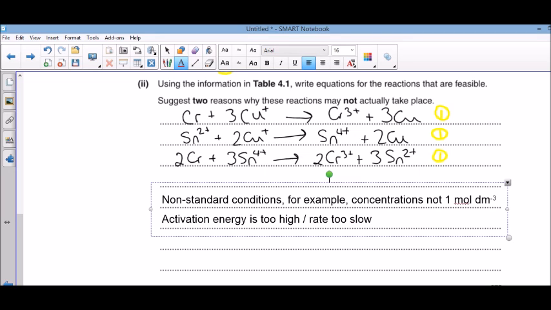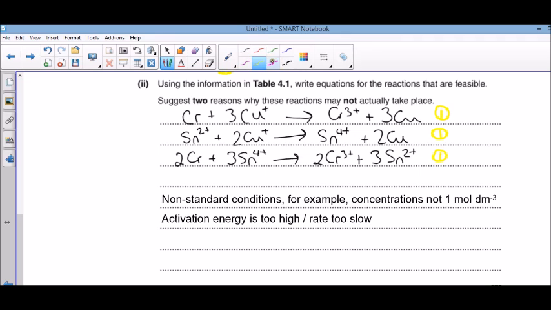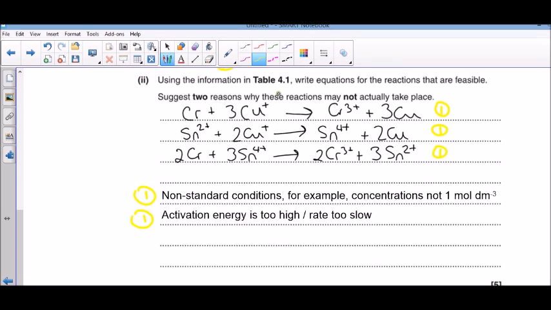Okay, so if you're looking at this on past exam questions, it's always 1 for non-standard conditions. I quite like to always say, for example, concentrations are not 1 mole per decimeter, just to be very specific about that. And then the second mark is either one of these two things. So you can't have 2 marks for activation energy is too high and the rate is too slow. It's one or the other. And that's the 5 marks in part 2.